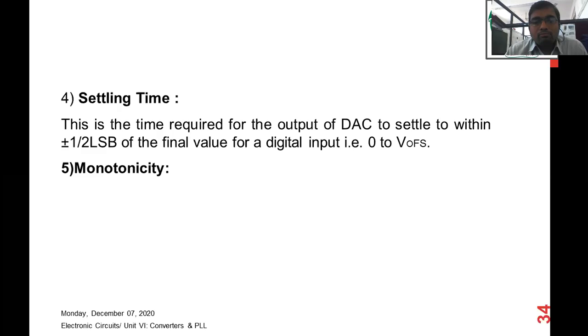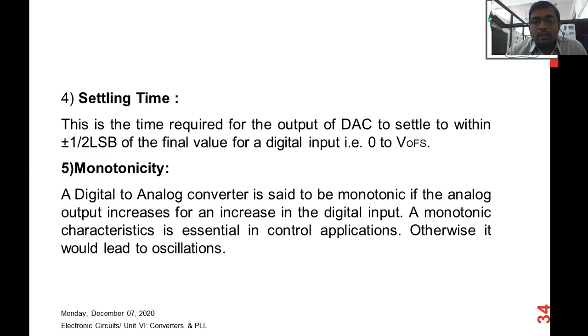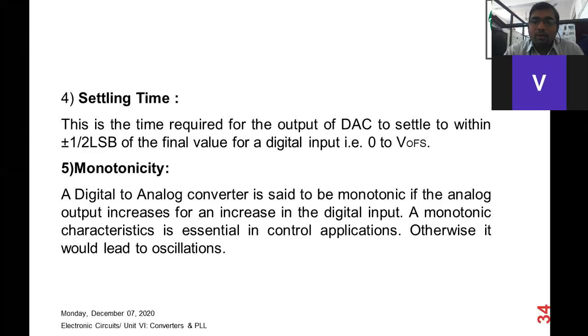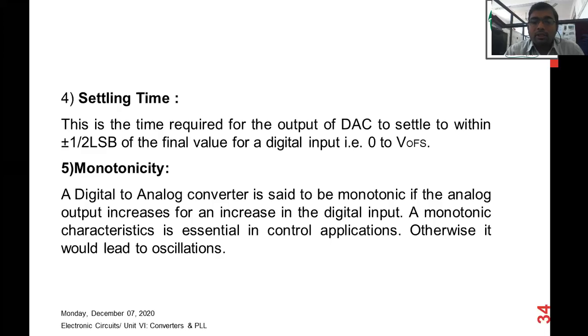The fifth one is monotonicity. A digital to analog converter is stated as monotonic if the analog output increases for an increase in the digital input. Monotonic characteristics are essential generally for control applications, because if the digital to analog converter does not maintain monotonicity, it will lead to oscillations.